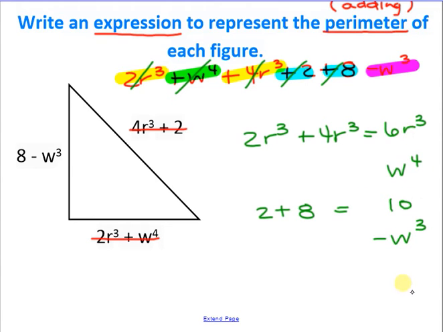So let's put all these guys together. The highest power goes first. So it's going to be the w to the fourth power. Okay. So we finished with him. Now these two guys are to the third power. So alphabetical order. R comes first, so plus, because he's positive, 6r to the third power. Then this guy, minus w to the third power, because he's negative, and then plus 10.